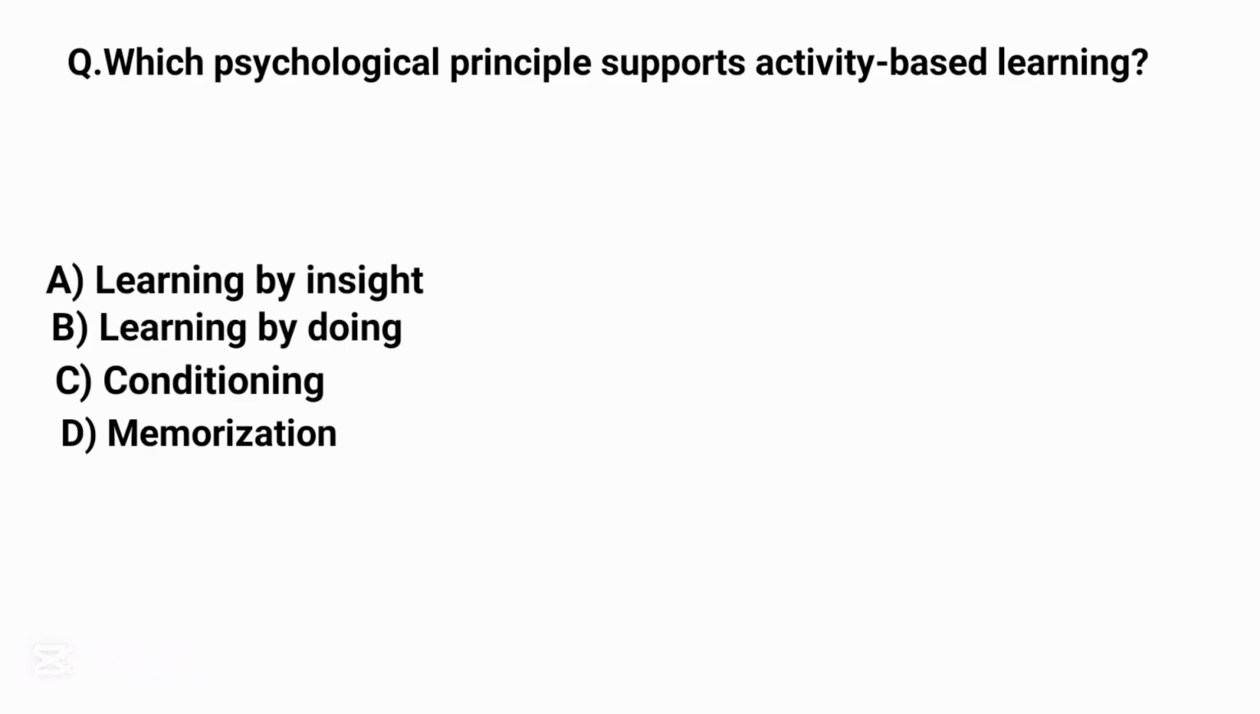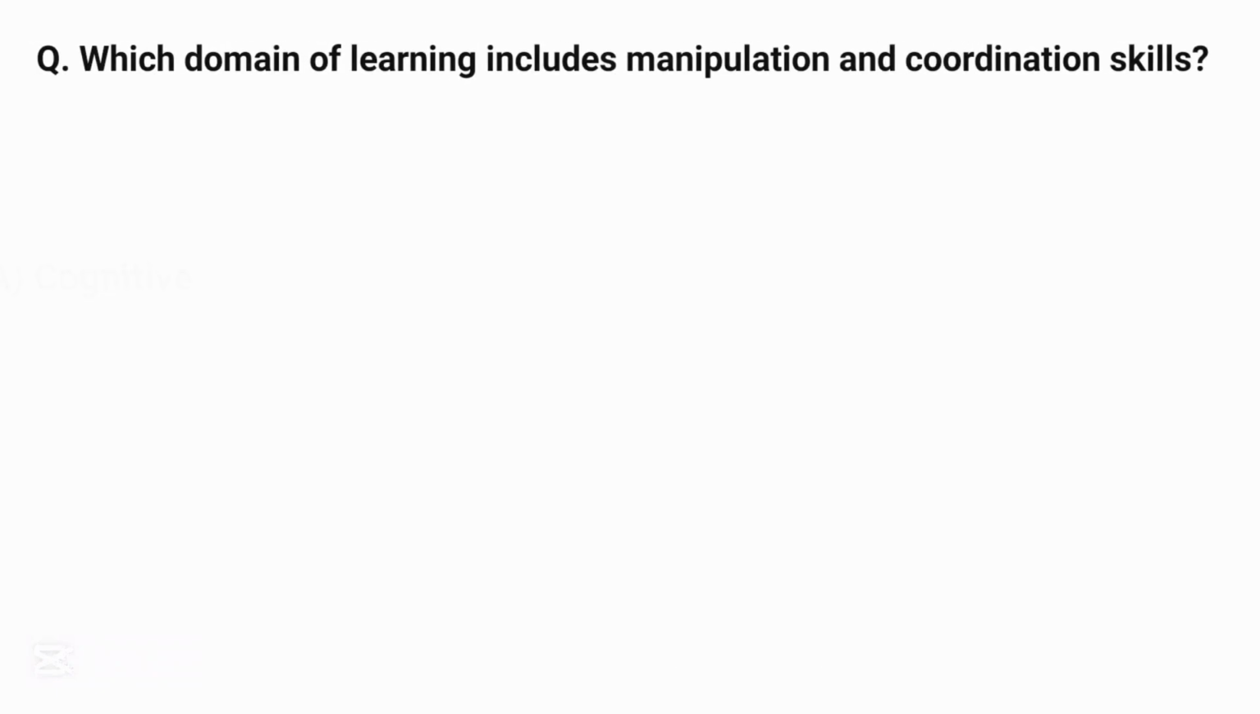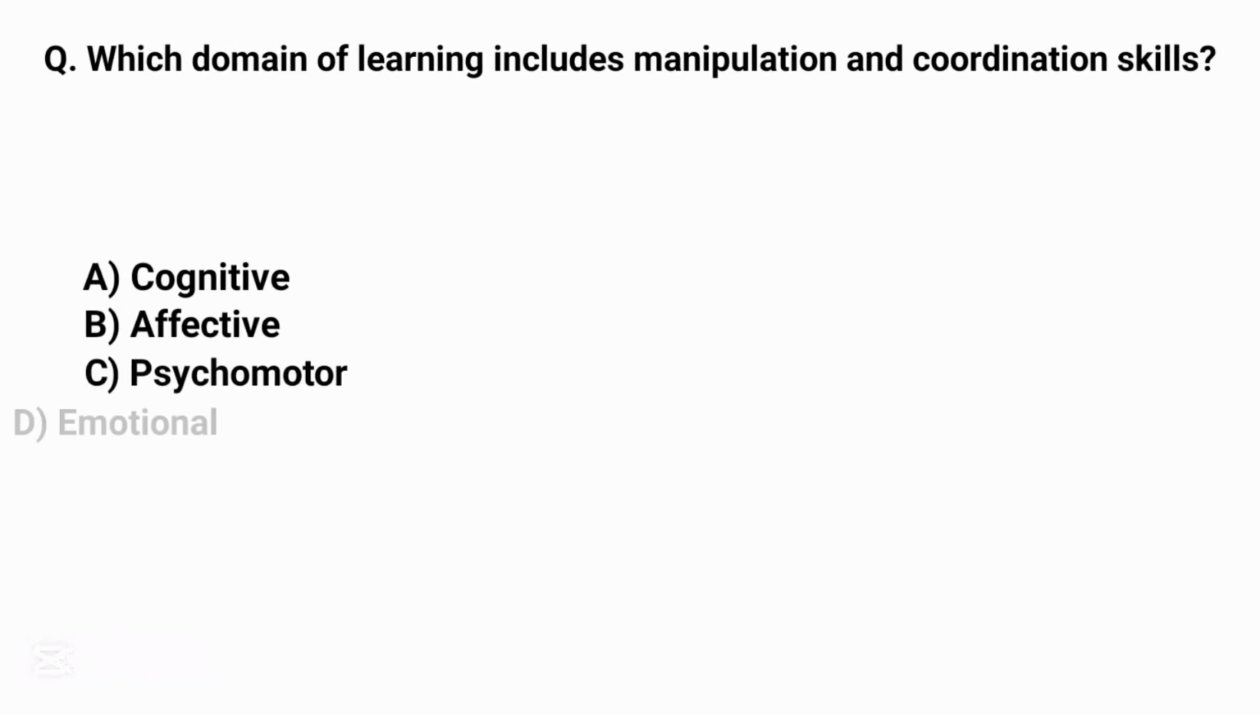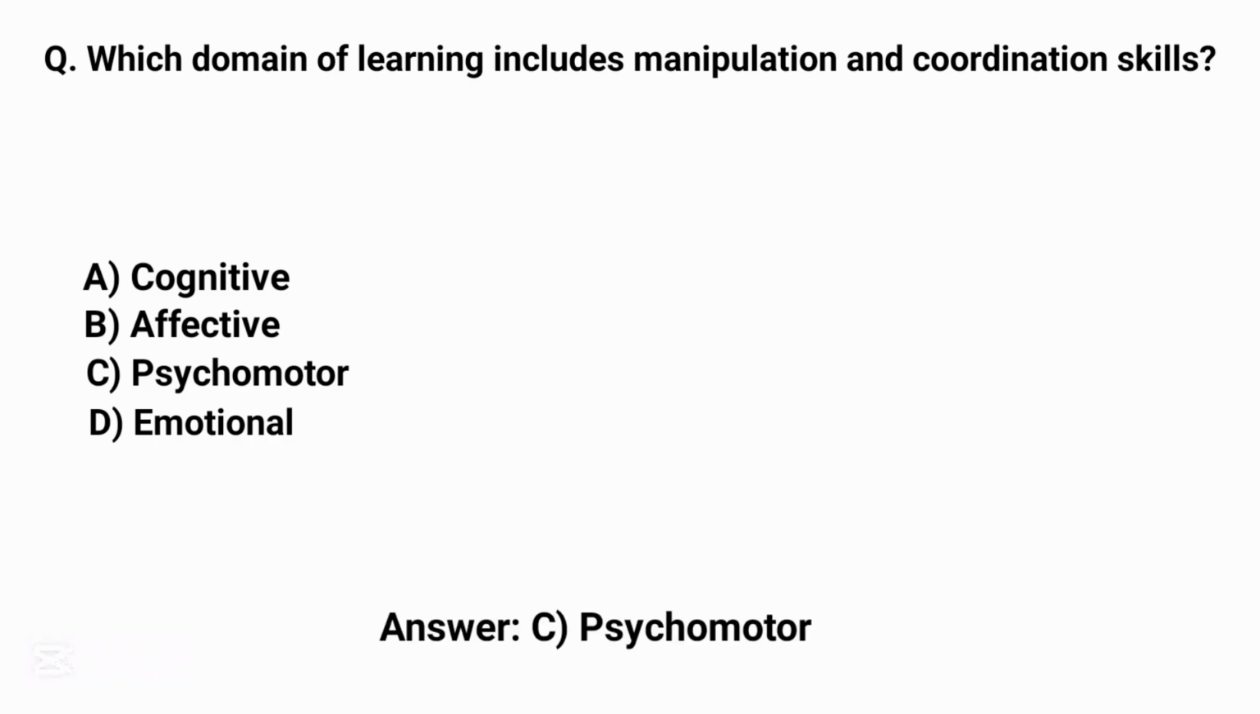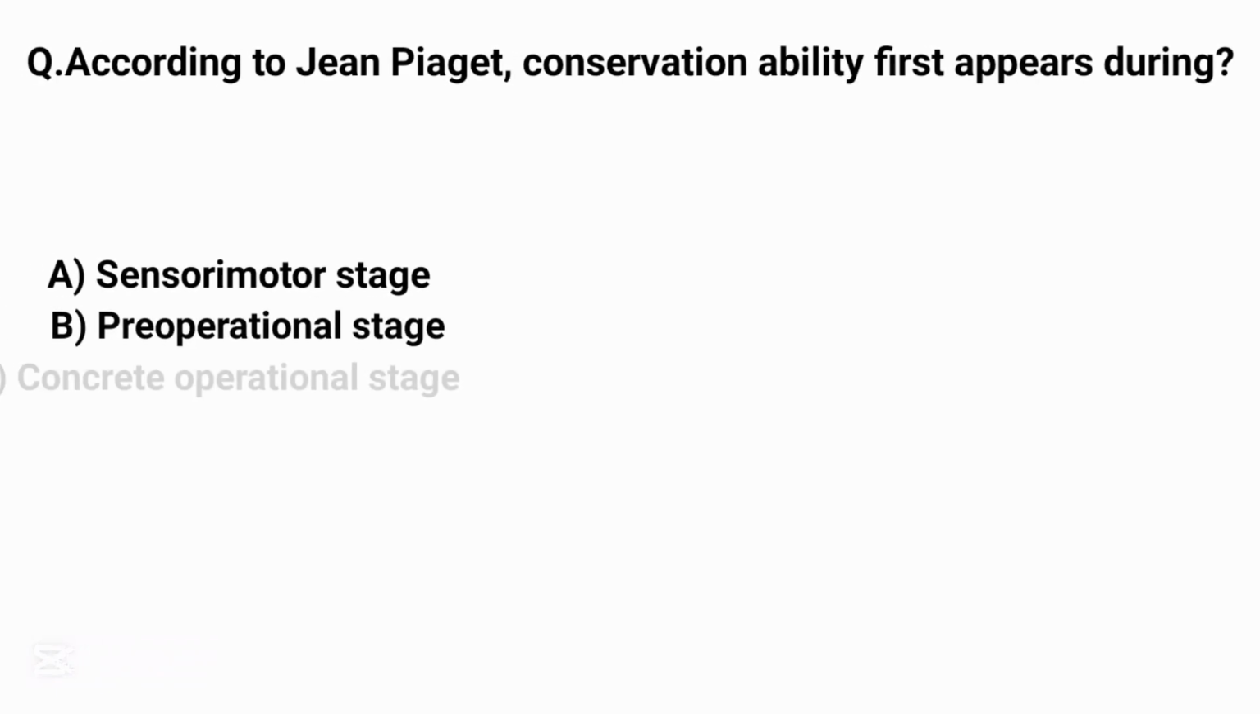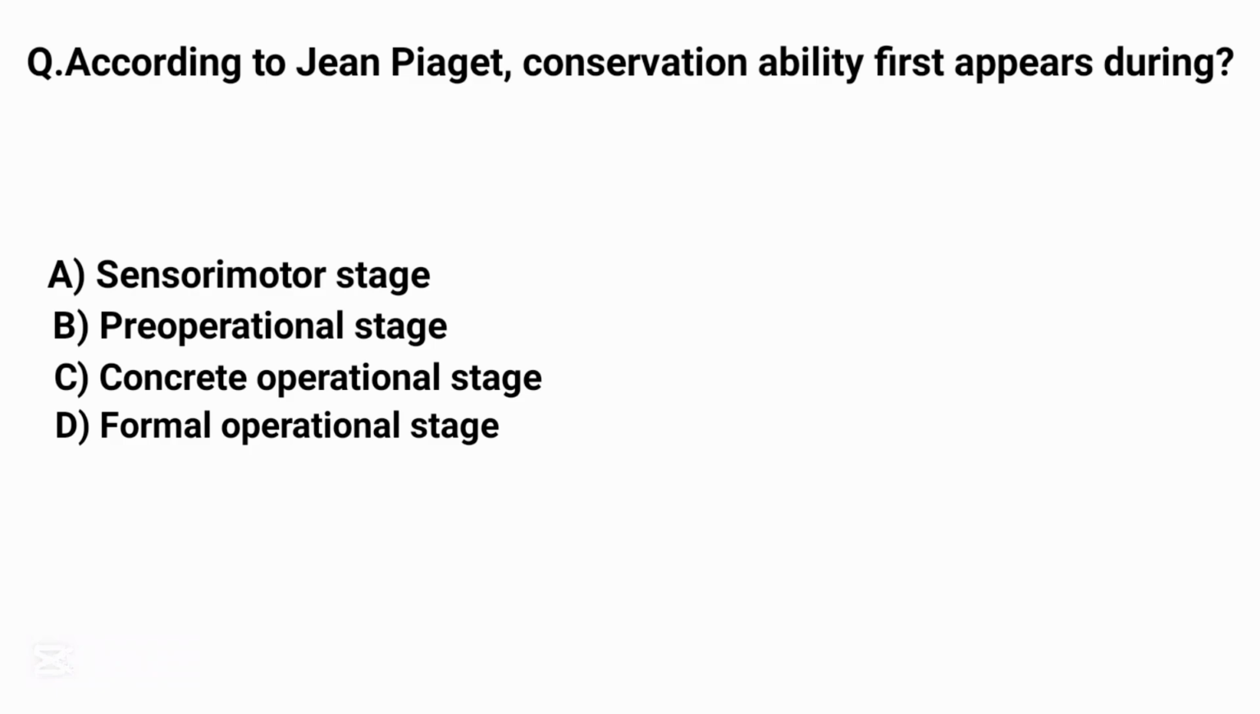Correct answer is option B. Learning by doing. Which domain of learning includes manipulation and coordination skills? Correct answer is option C. Psychomotor domain. According to Jean Piaget, conservation ability first appears during. Correct answer is option C.